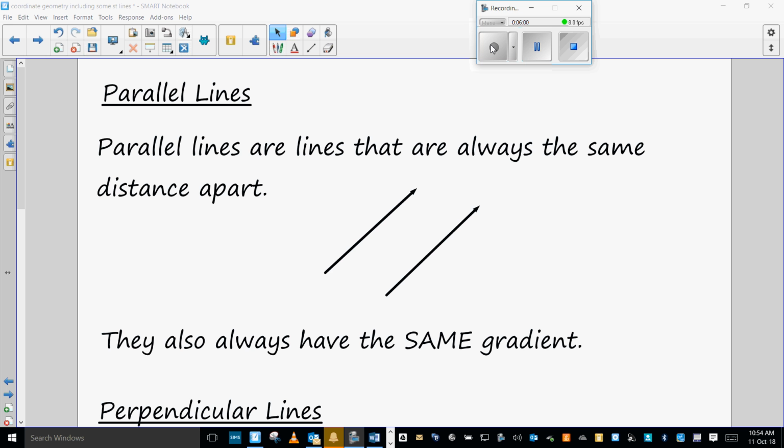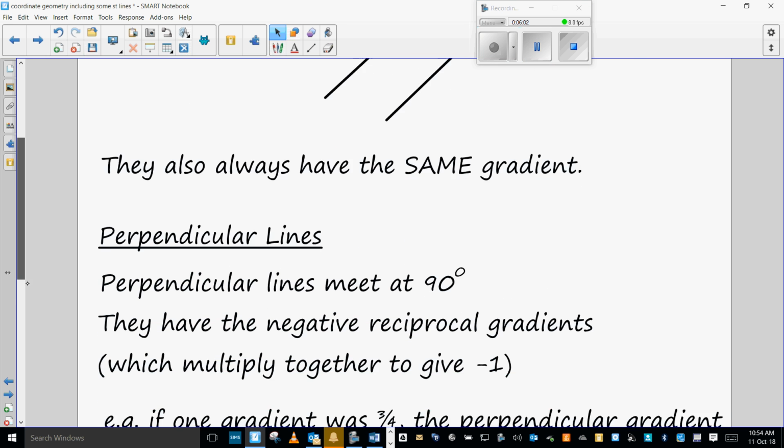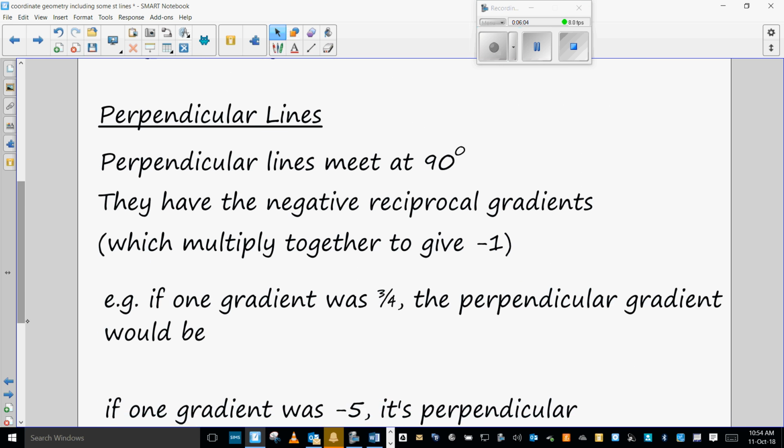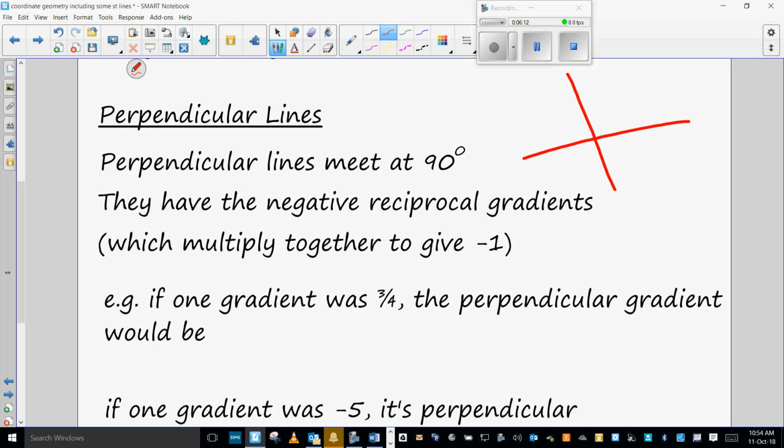Perpendicular lines meet at 90 degrees. You understand? You know what perpendicular means? Yes? So they're meeting at 90 degrees. So if I had a line here, a perpendicular line would meet it like that, and at 90 degrees. So perpendicular lines meet at 90 degrees.